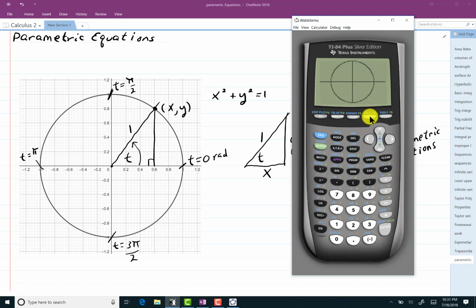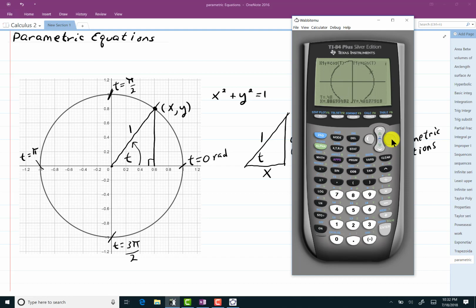And you can even do a trace here. If you click trace, it'll start you at t equals 0, and it tells you the x and the y values. If you click to the right, which means to increase t values, you can see it make its way around the circle and it gives you the x and y values.